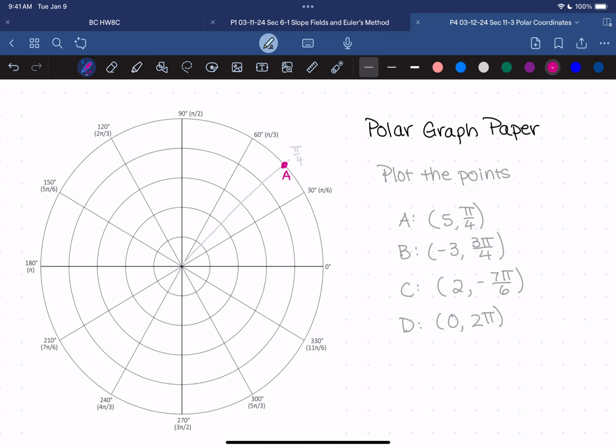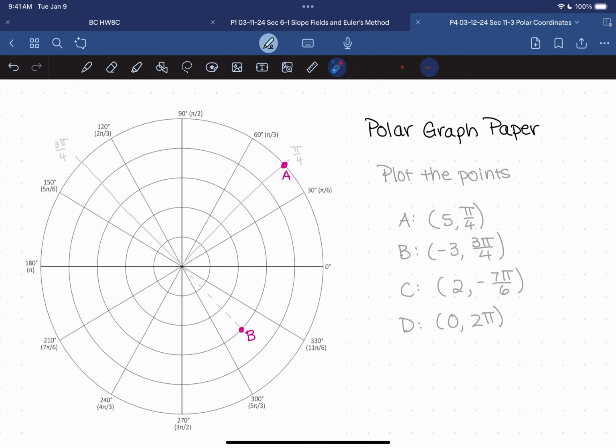So see if you can plot the other points. Pause the video and take a look, and then we'll look at it together. All right, for B, we're going to go to the ray 3 pi over 4. Again, this one is not drawn on this particular graph, but we know 3 pi over 4 would go about here. And I want to be negative 3 units, so I want to go in the opposite direction. So I'm going to go this way instead, on the circle with radius 3. And there's point B.